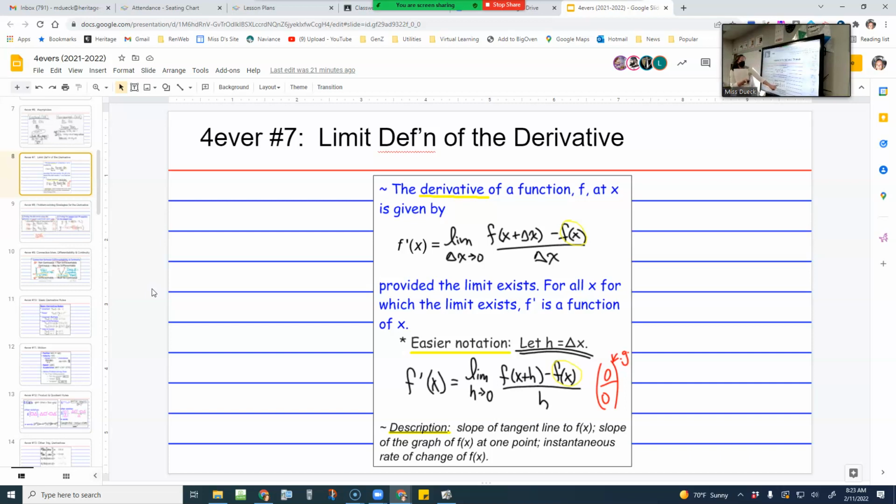But what is equal to the limit as h goes to 0 of f of x plus h minus f of x all over h? That was f prime of x. That was f prime of x. Hold on, let's go again.